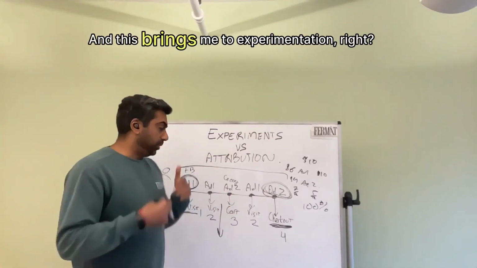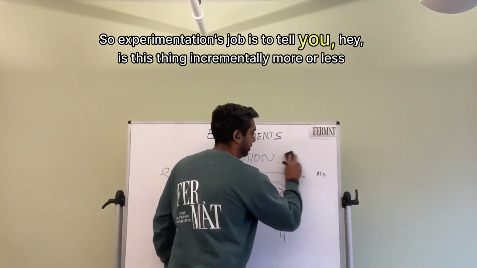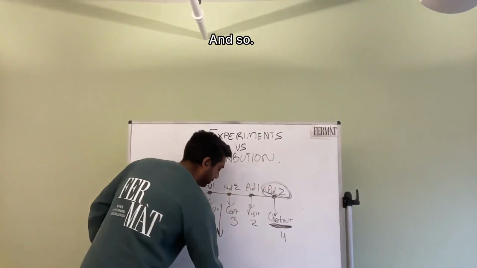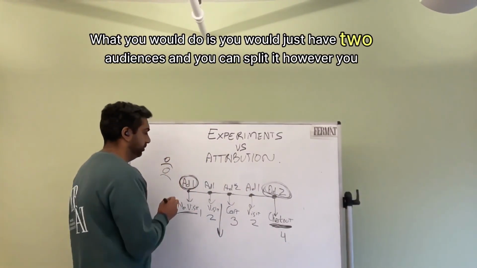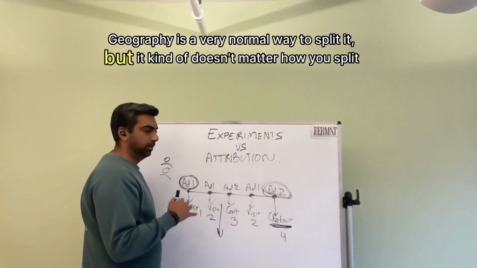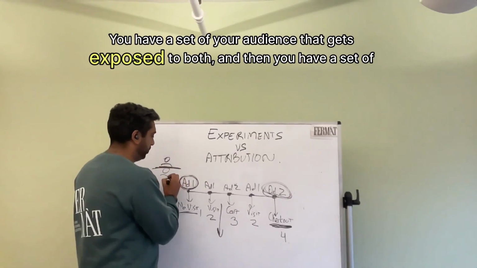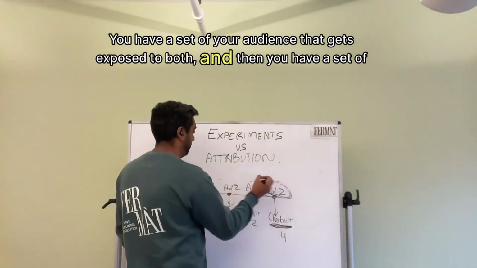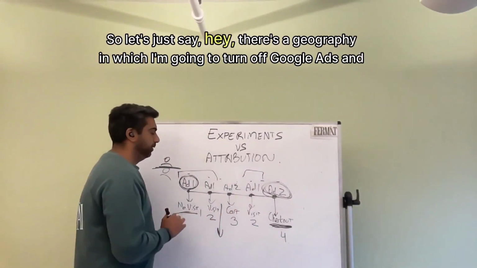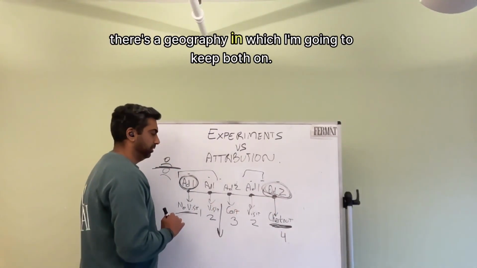And this brings me to experimentation, right? Experimentation's job is to tell you, hey, is this thing incrementally more or less useful? So what you would do is you would have two audiences, and you can split it however you want. Geography is a very normal way to split it, but it kind of doesn't matter how you split it. You have a set of your audience that gets exposed to both, and then you have a set of your audience that only gets exposed to one, right? So let's just say there's a geography in which I'm going to turn off Google Ads, and there's a geography in which I'm going to keep both on.